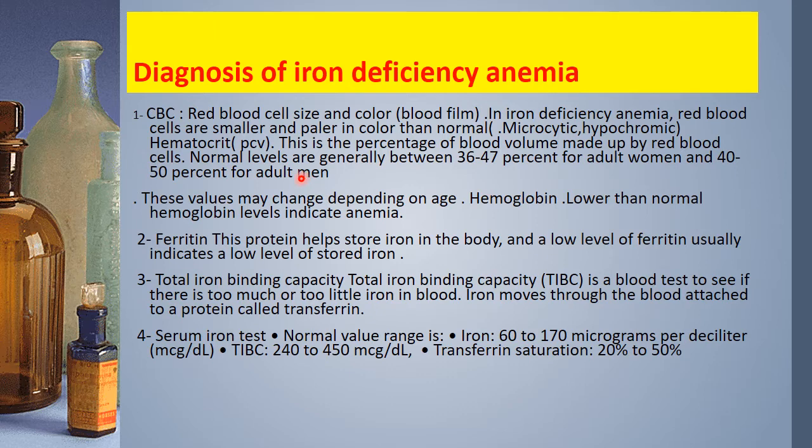Total iron binding capacity is a blood test to see if there is too much or too little iron in the blood. Iron moves through the blood attached to a protein called transferrin. In addition, the normal value of the serum iron test. So I have iron, total iron binding capacity, ferritin, and the complete blood picture. These are the most common laboratory tests used in order to confirm whether the patient is suffering from iron deficiency anemia or not.